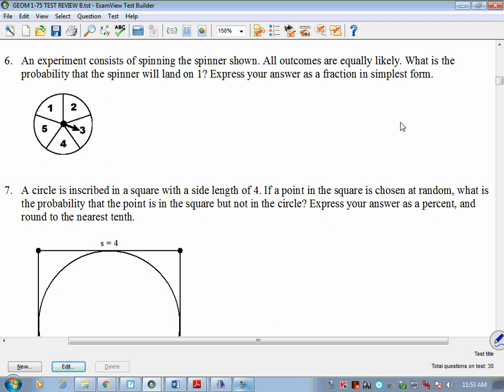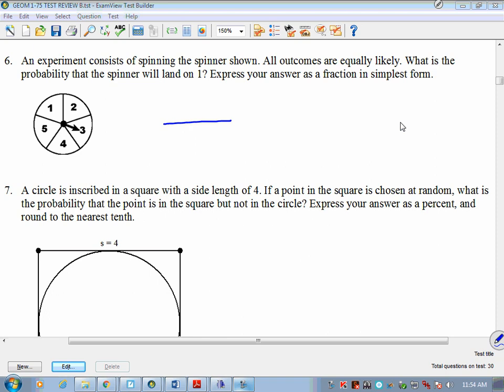Question number 6 says an experiment consists of spinning the spinner shown. All outcomes are equally likely. What is the probability that the spinner will land on one? Express your answer as a fraction in simplest form. What is probability? What is it over what? Desired over total. That's absolutely right.